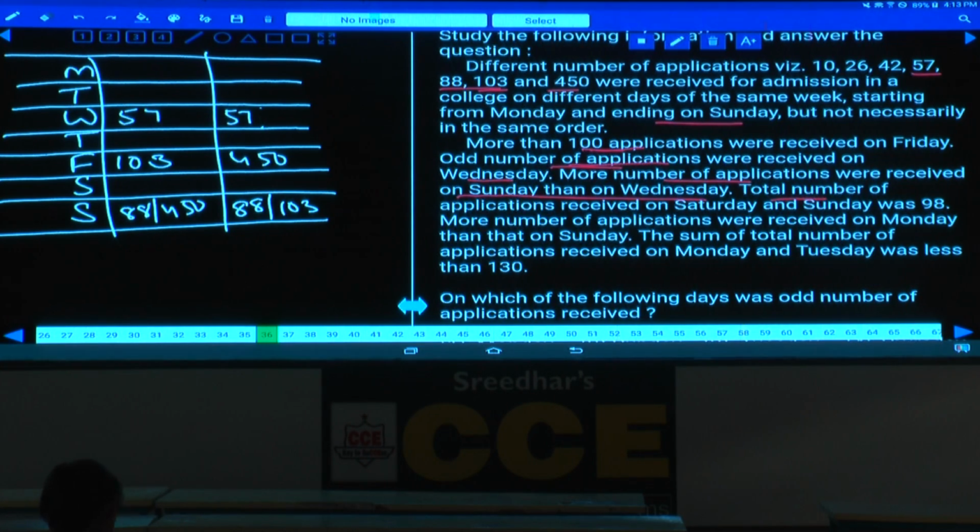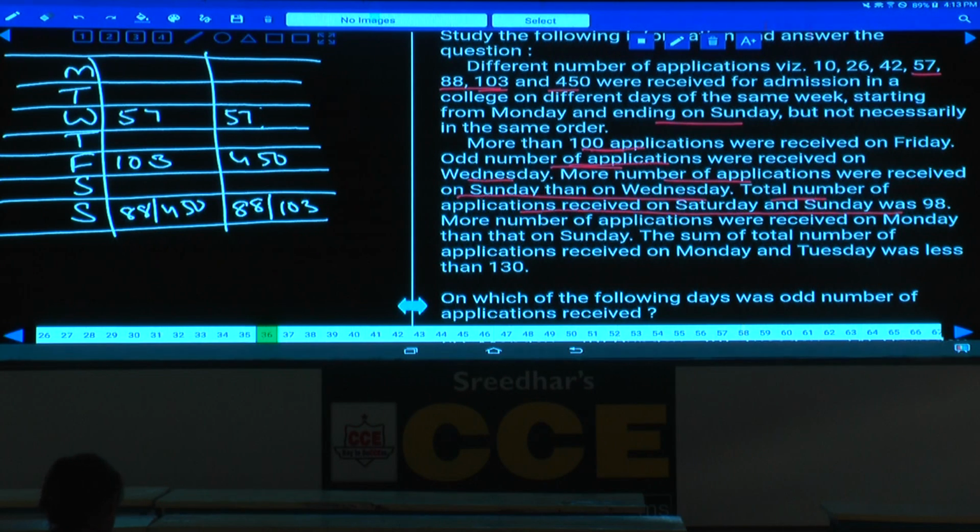Then total number of applications received on Saturday and Sunday was 98. As Saturday and Sunday itself is 98, now in the first case, 450 is not possible because the sum of two days must be 98. Here itself it cannot be 450, hence it is 88. If it is 88, then what is the other number here? This must be on Saturday, it must be only 10. Done with this? Now here also it cannot be 103 because the sum of these two must be only 98, as 88 is here and next one is 10, hence 98.